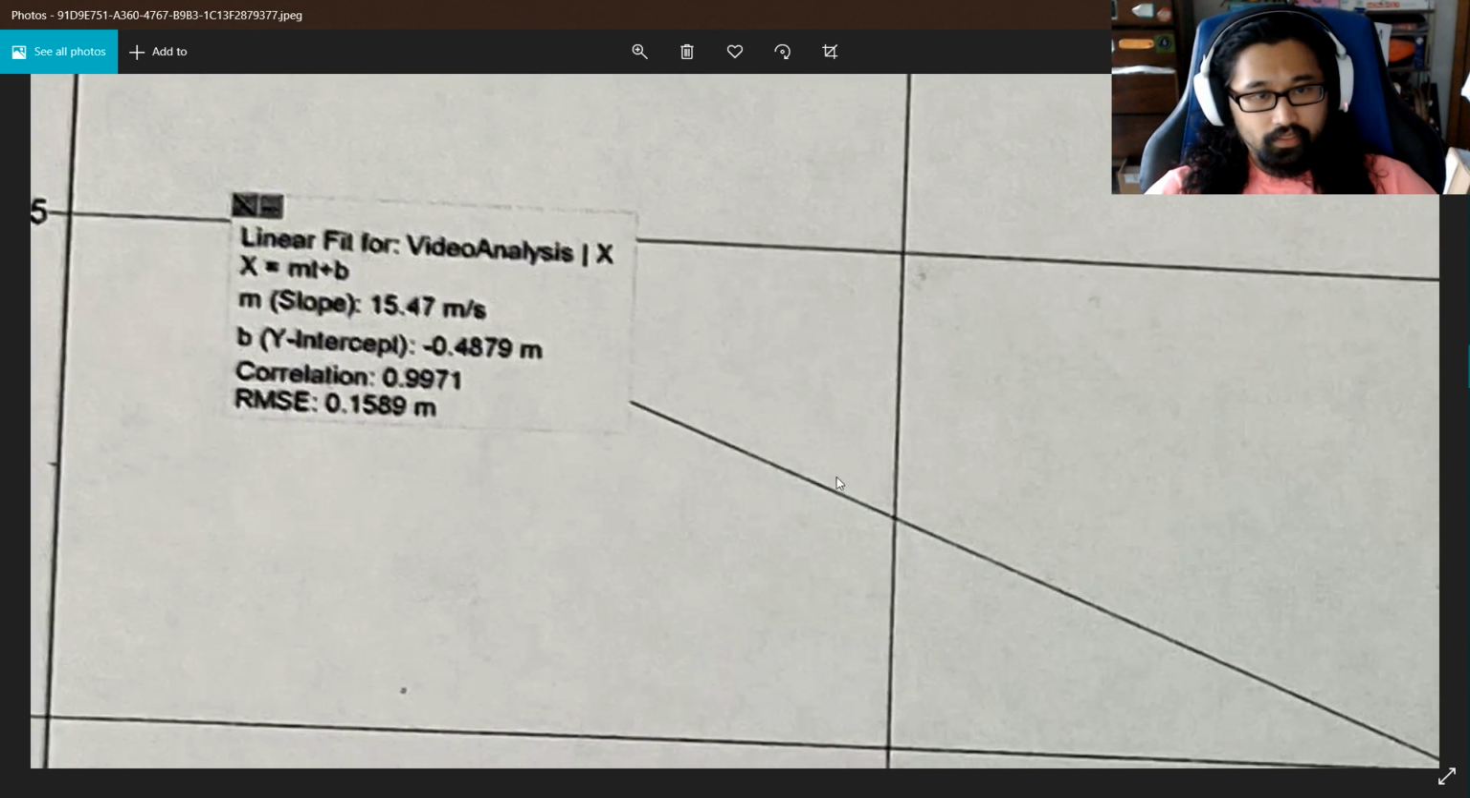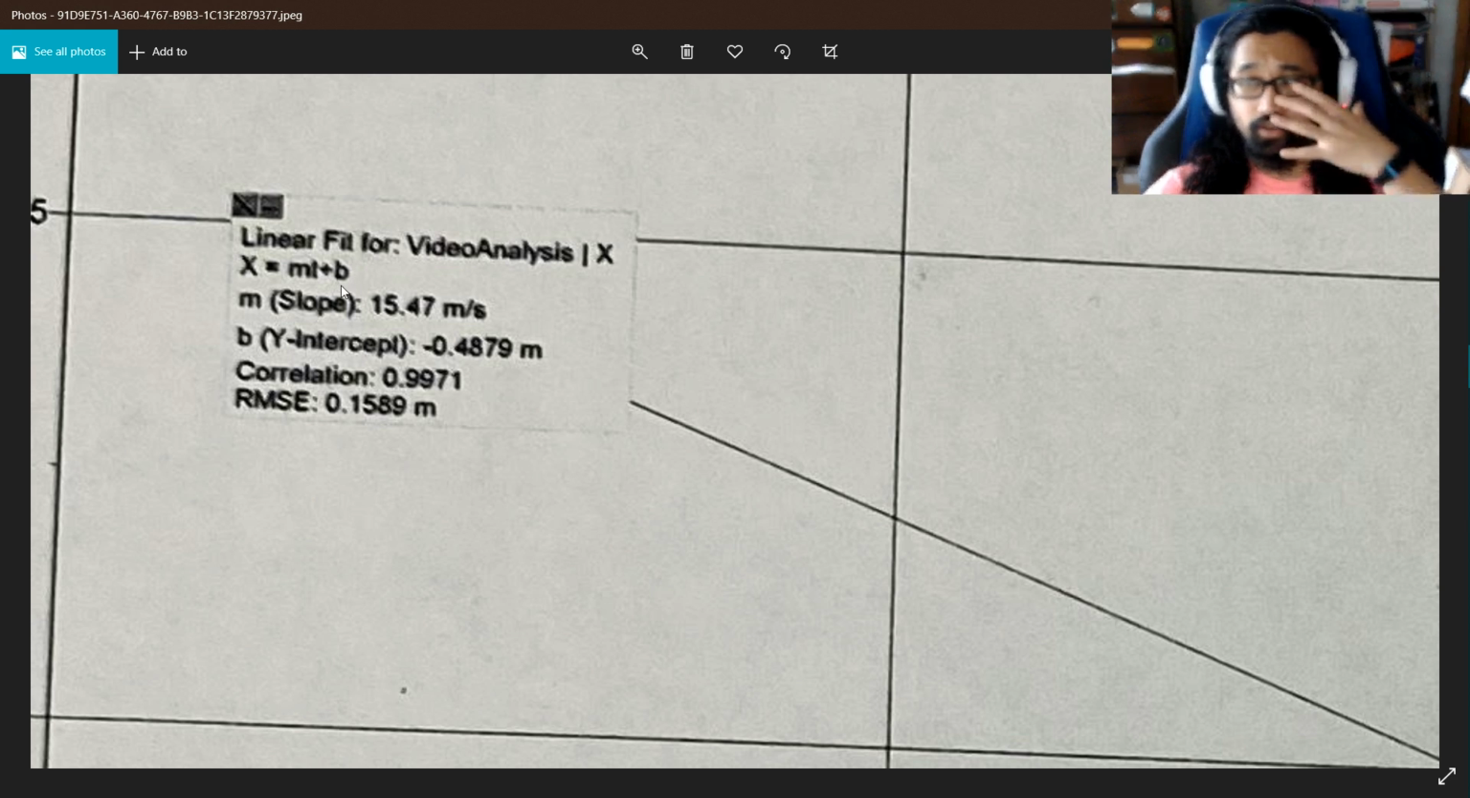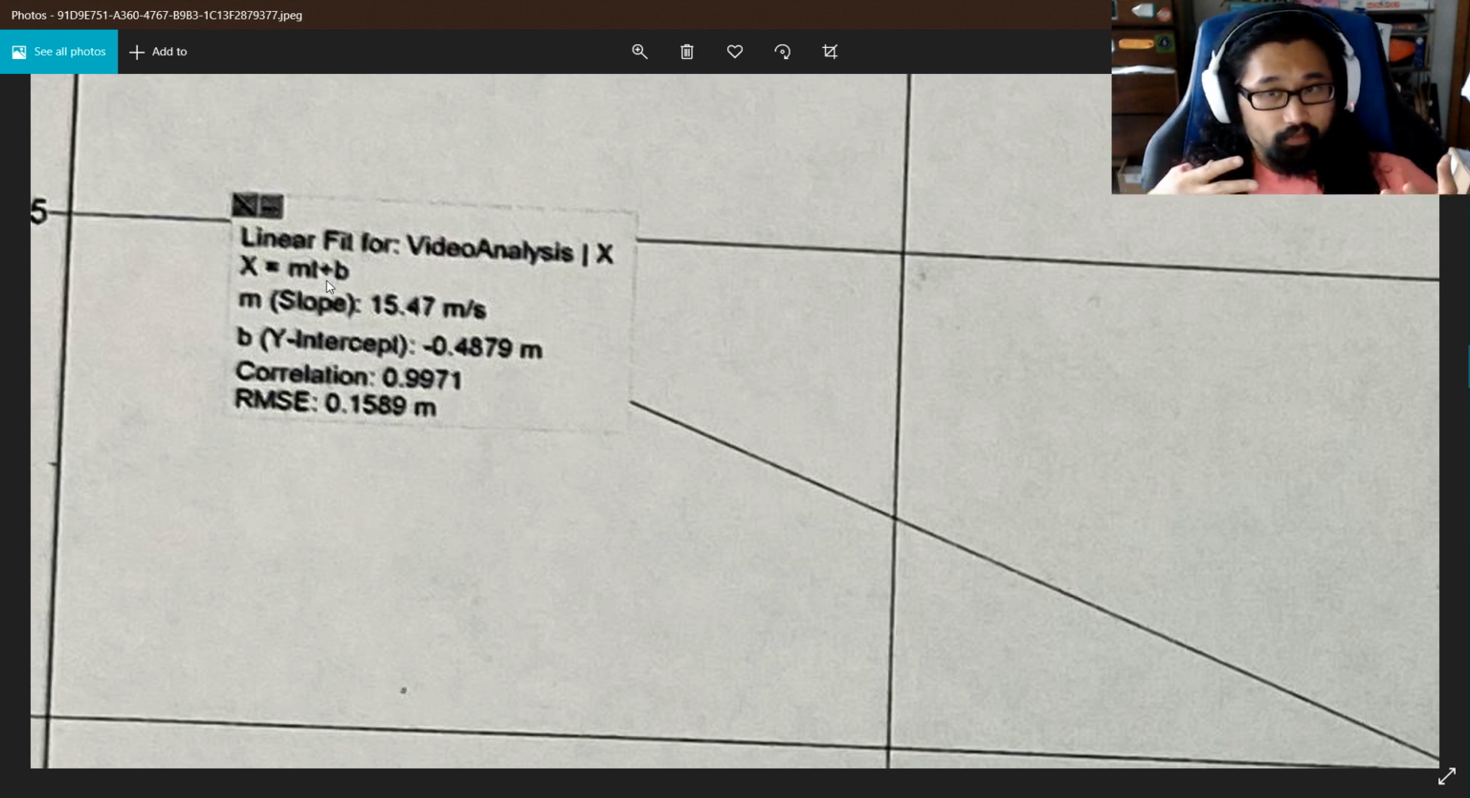As far as the linear fit is concerned, this is y equals mx plus b. That's the generic formula for a line, as far as math is concerned. Physics-wise, final position equals VIT, initial velocity times time, plus initial position. This is the position formula. This is initial position, this is the basic velocity formula.